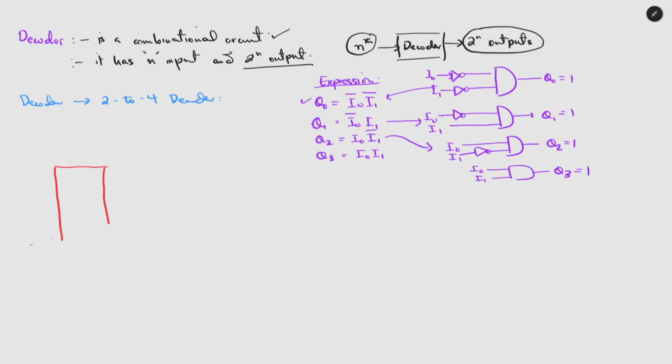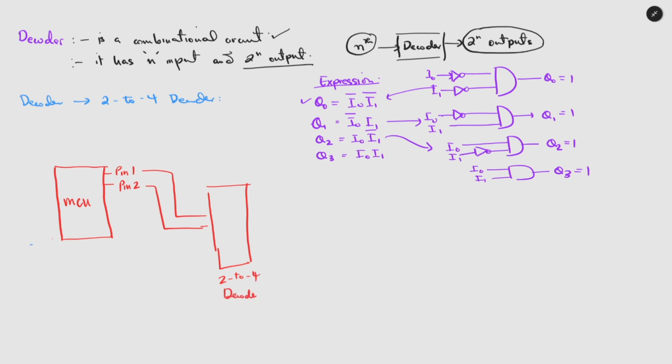Now if we have a microcontroller denoted by MCU, and we are assigning 2 pins, pin 1 and pin 2, to control 4 LEDs. And now these 2 pins, we pass to a 2 to 4 decoder circuit, and we can connect LED 1, LED 2, LED 3, and LED 4, and they are connected to the ground.